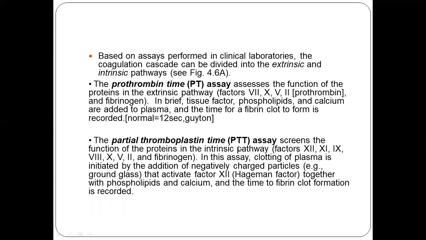Partial thromboplastin time, PTT, screens the function of proteins in the intrinsic pathway: factors 12, 11, 9, 8, 10, 5, 2 and fibrinogen. In this assay, clotting of the plasma is initiated by the addition of a negatively charged particle, for example ground glass, that activates factor 12, Hageman factor, together with phospholipid and calcium, and the time to fibrin clot formation is recorded. PTT is a little bit lengthy name, so it will assess the lengthy pathway, that is the intrinsic pathway.